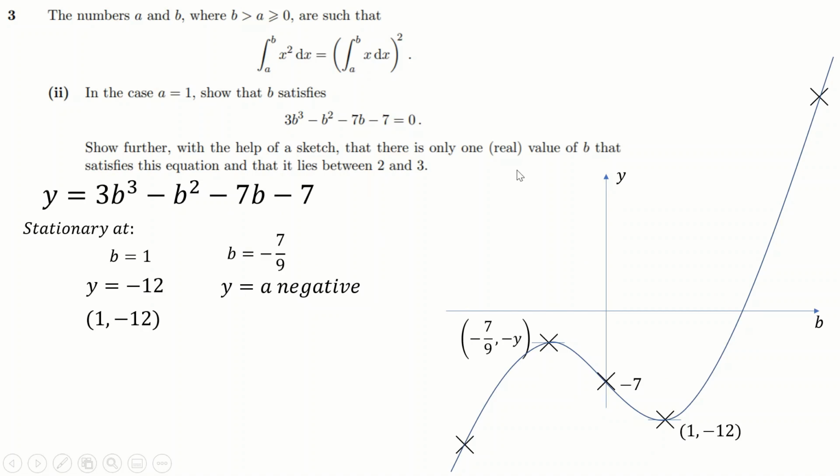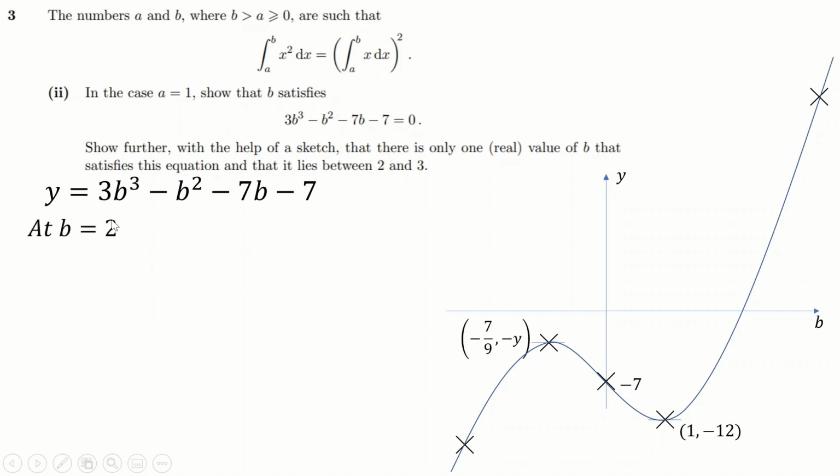Okay, show that this root is between 2 and 3. Well, I can clearly see it's bigger than 1, but show it's between 2 and 3. Well, I can do that nice and easily, right? All I have to do is take the equation and work out what it is at 2. So what is it at 2? Well, I just put 2 into there.